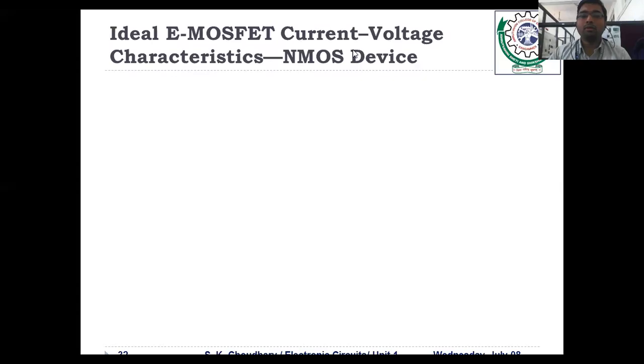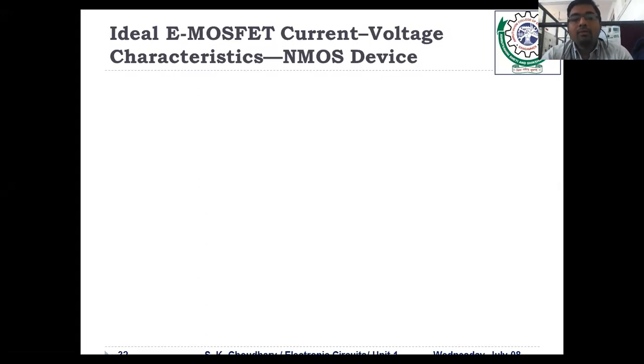Before going to the topic of today, we have to take a review of what we discussed yesterday. We discussed the construction of the N-channel enhancement type MOSFET, and we have also seen the operation of the MOSFET.